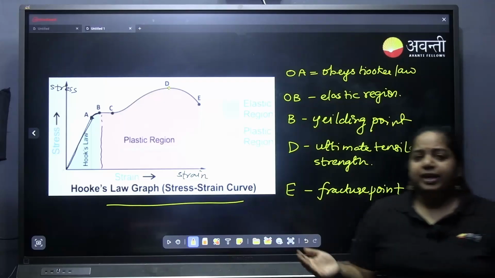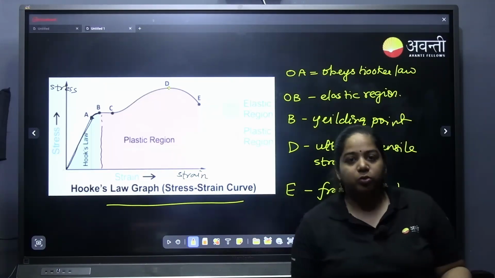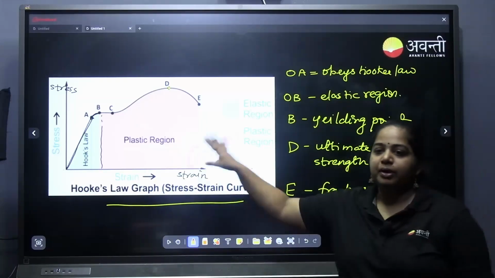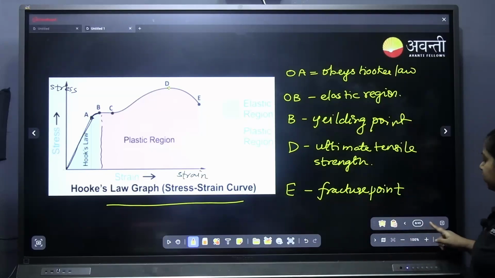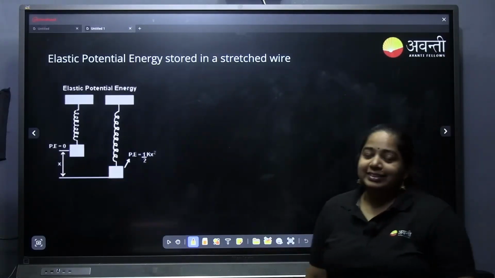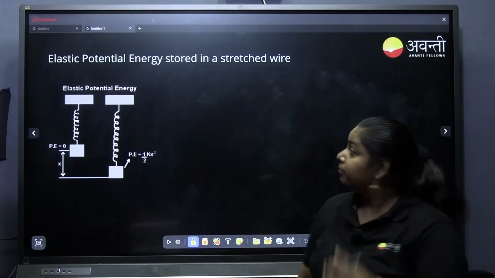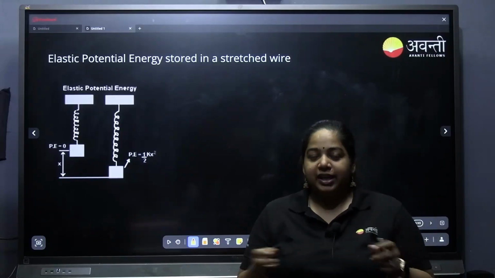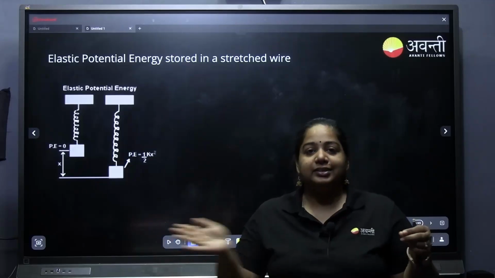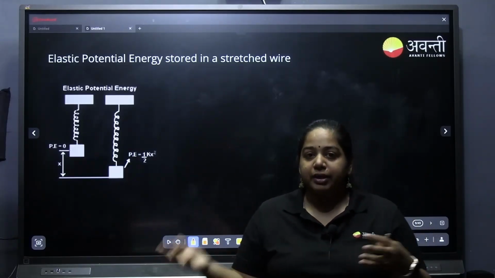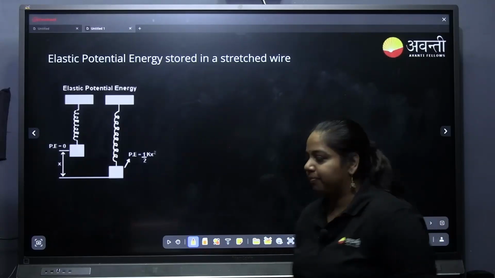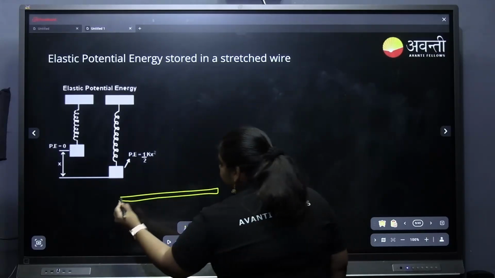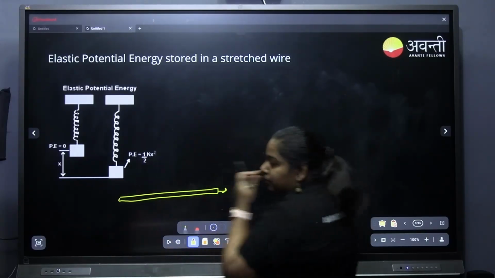Conceptual questions will also come based on comparison between two different objects, like steel and copper, which one has more tensile strength. Now coming to elastic potential energy stored in a stretched wire. We know that there is some energy, that's why when we elongate and release, it comes back to its original shape. It has some potential energy stored in it. To find that, we will compare a stretched wire with a spring.